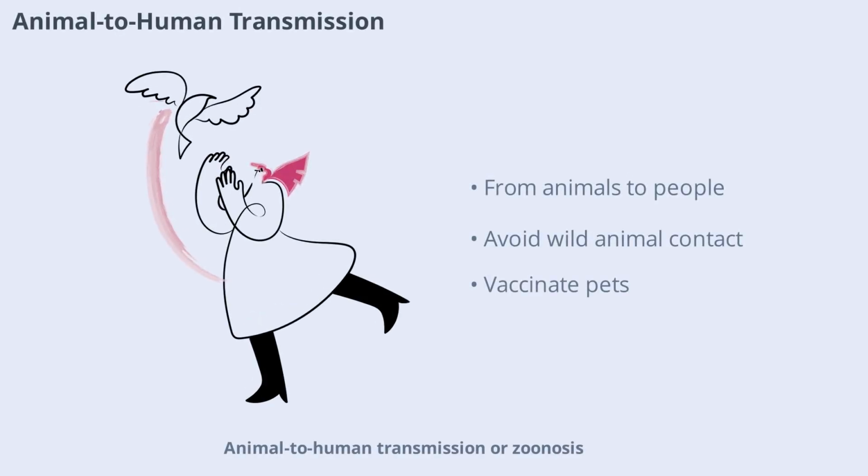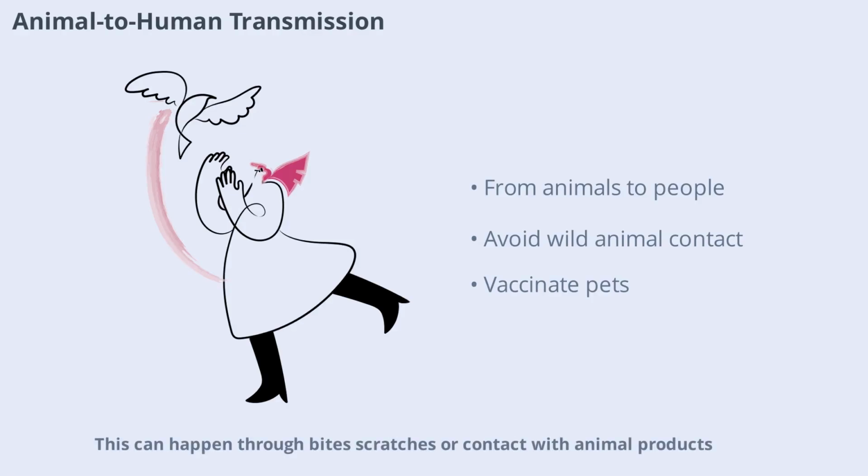Animal-to-human transmission, or zoonosis, is when diseases are transferred from animals to people. This can happen through bites, scratches, or contact with animal products. Rabies and avian flu are examples. Avoiding contact with wild animals and vaccinating pets are important preventive steps.